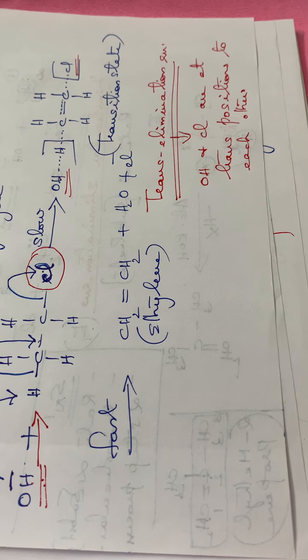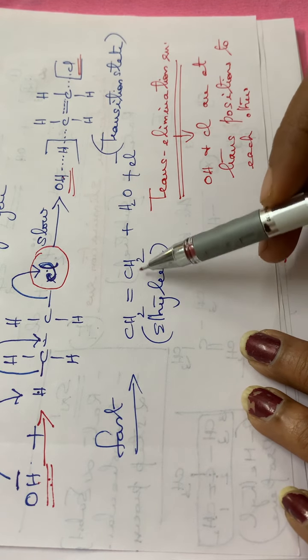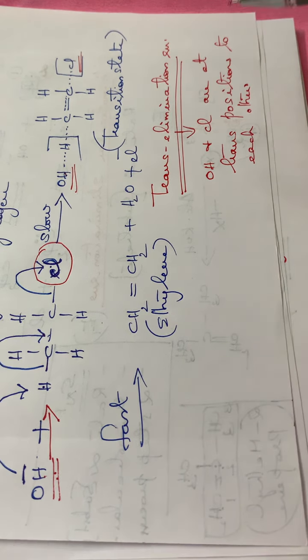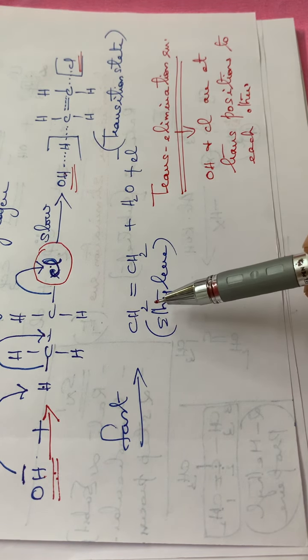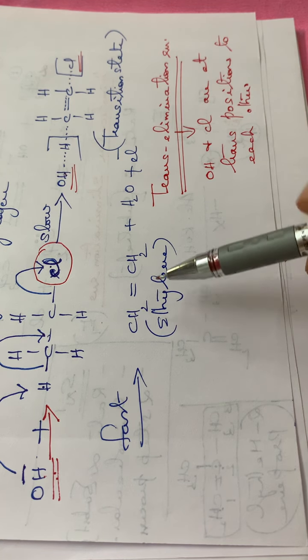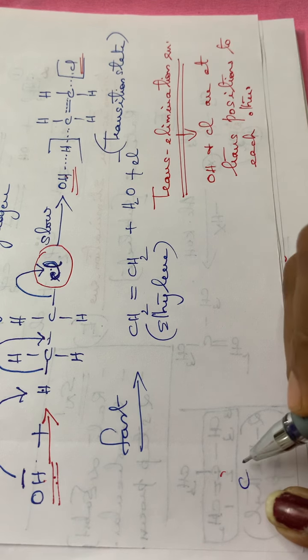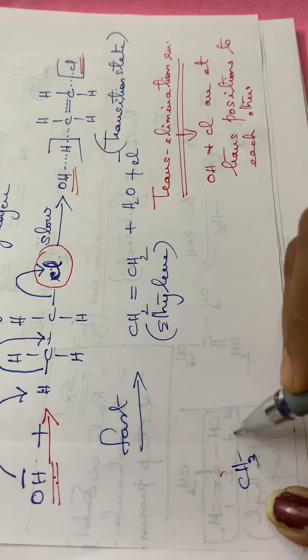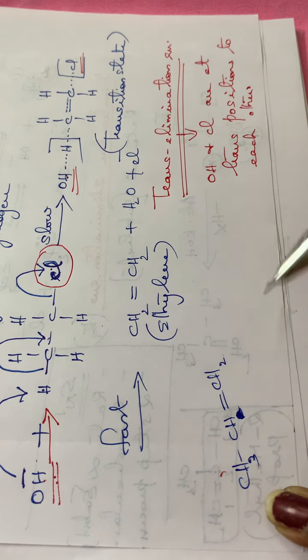Then the next is, see here, the product we have obtained is a symmetrical alkene, isn't it? But there will be some confusions while writing the product as an unsymmetrical alkene. Unsymmetrical alkene means, for example, this particular compound CH3CH=CH2. This is an unsymmetrical alkene.